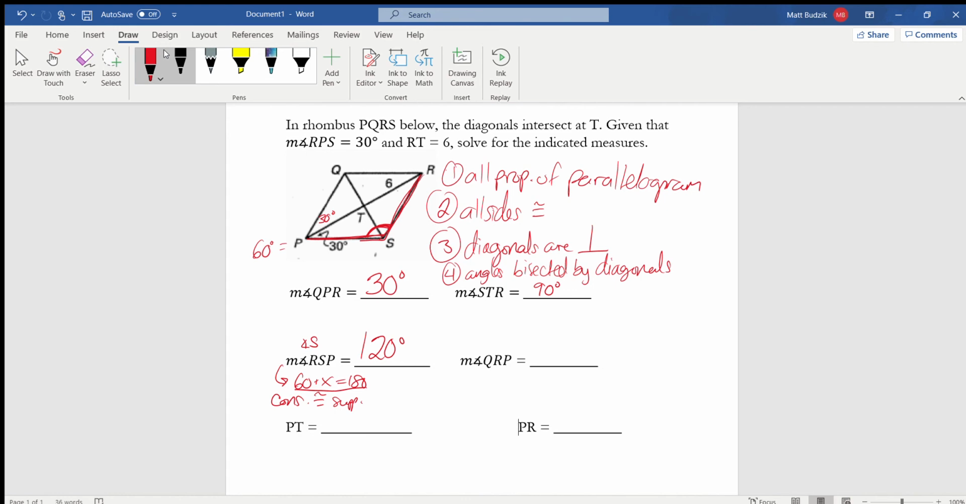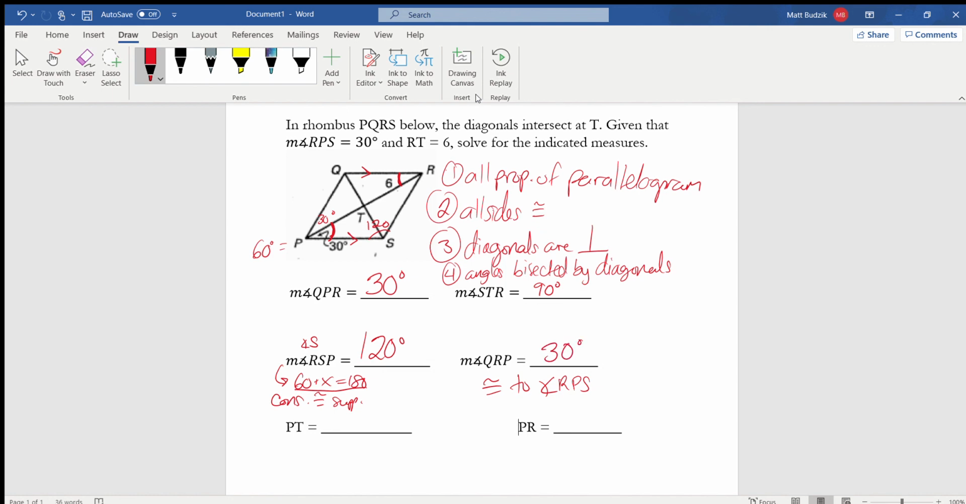Then we want to know what's QRP. So if I'm looking at angle QRP, I got that that's 30, and I got that that whole thing is 120. QRP is this angle up here. If I'm looking at my rhombus, QRP and RPS, so this angle down here, those are alternate interior angles, and since we know that these two sides of the rhombus are parallel and it's cut by that diagonal, alternate interior angles are going to be congruent. So this is congruent to angle RPS. So I know that the measure of QRP is also 30 degrees.